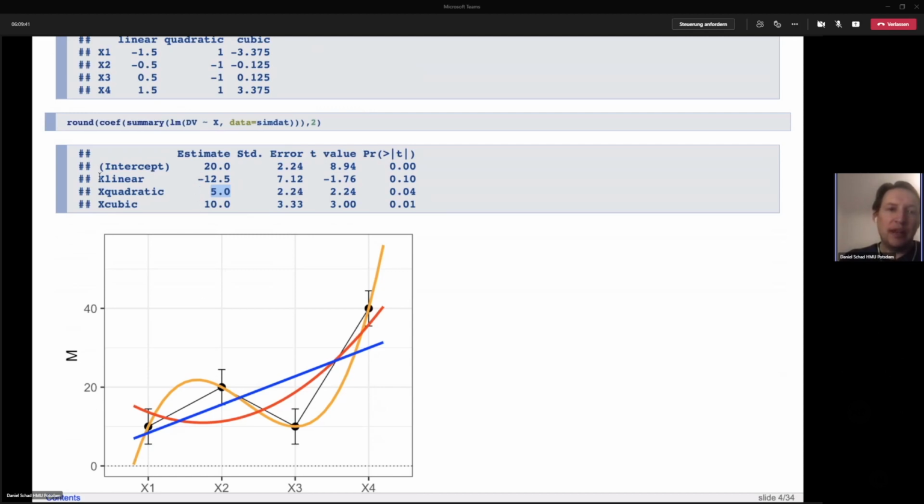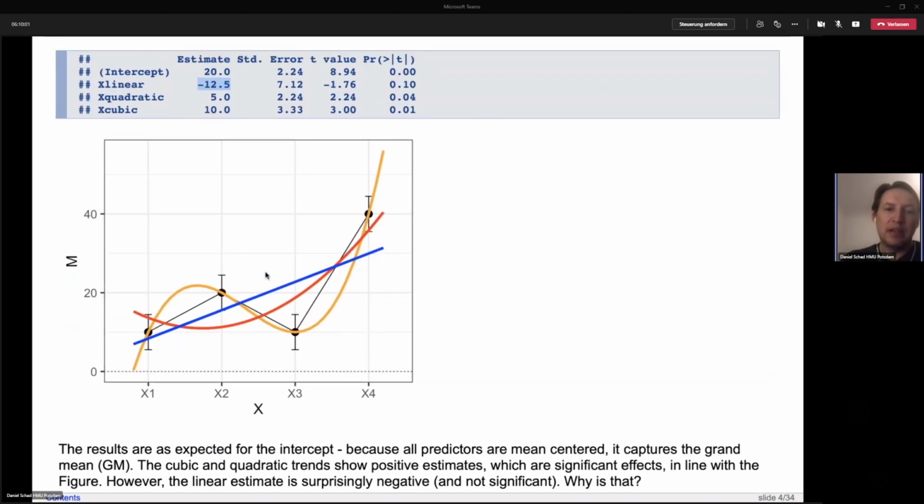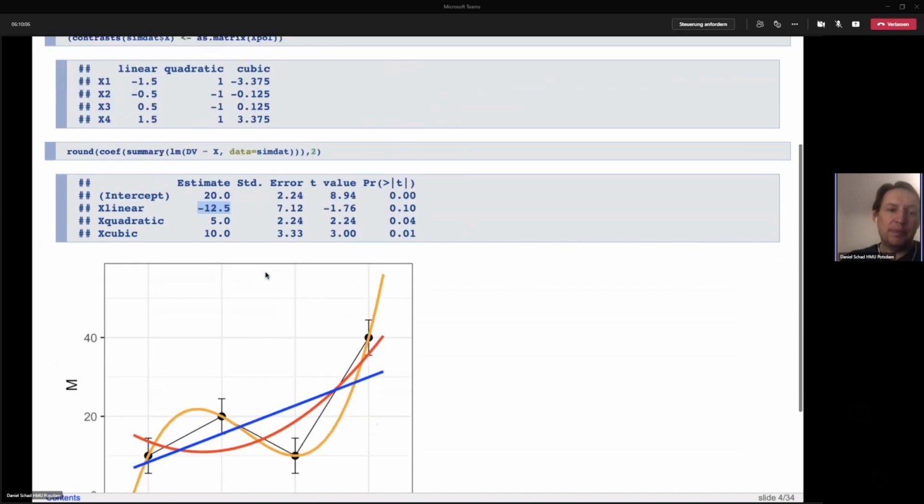Now we look at the linear effect, and we see that here the estimate is -12.5. That's strange. The blue line clearly goes up, it doesn't go down. It's not significant, 0.1, but the direction of effect is strange. That shouldn't quite capture it. So why is that? What's going on? Anyone have an idea?